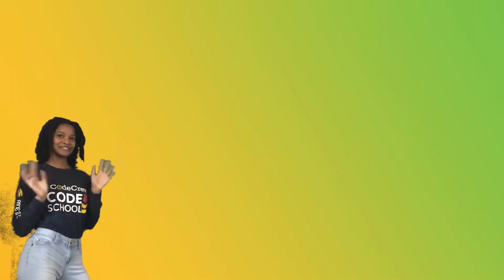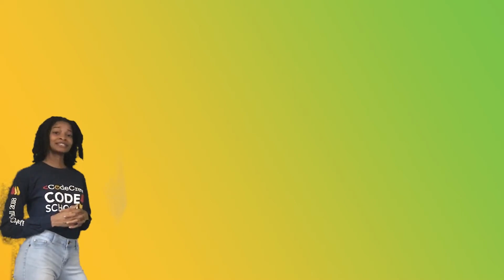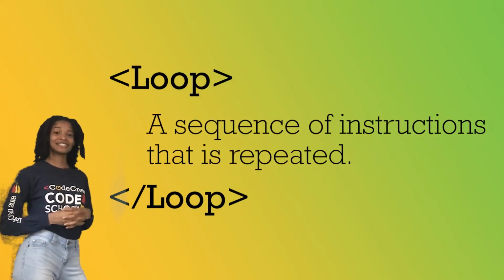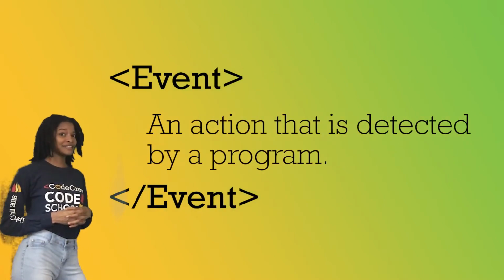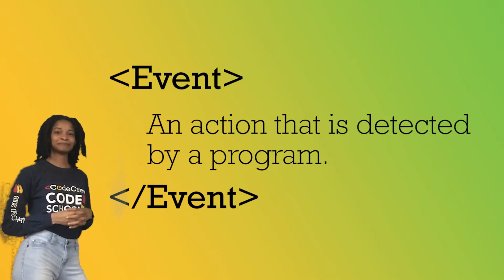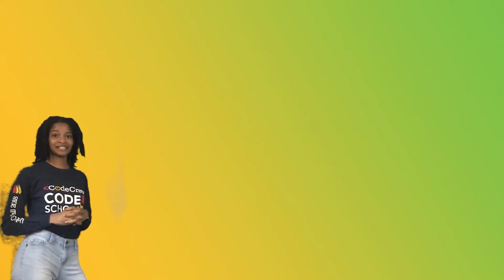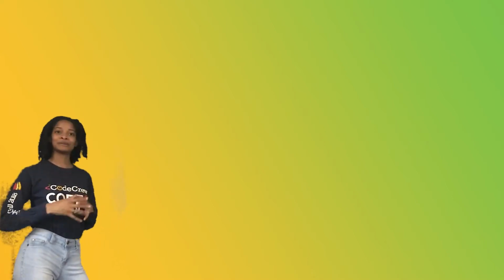Welcome back, everyone. Let's review some important words from the previous episode. Recently, we learned about loops, events, and iterations. A loop is a sequence of instructions that is continually repeated until a condition is met. An event is a user or system action detected by a software program. An iteration is when a set of instructions are repeated a specific number of times or until a condition is met.